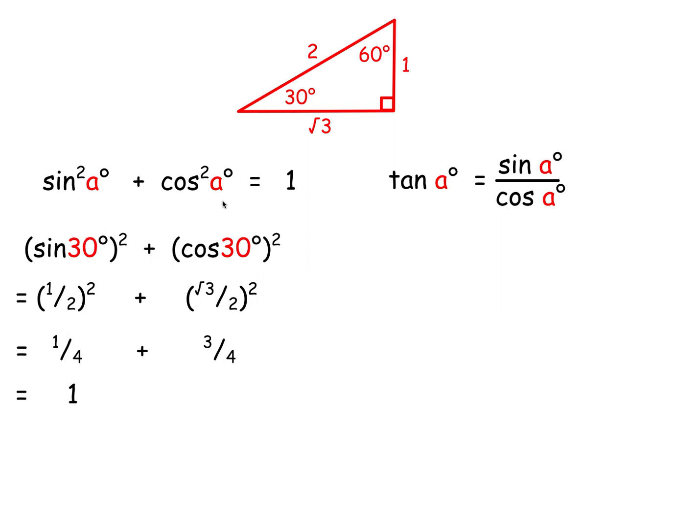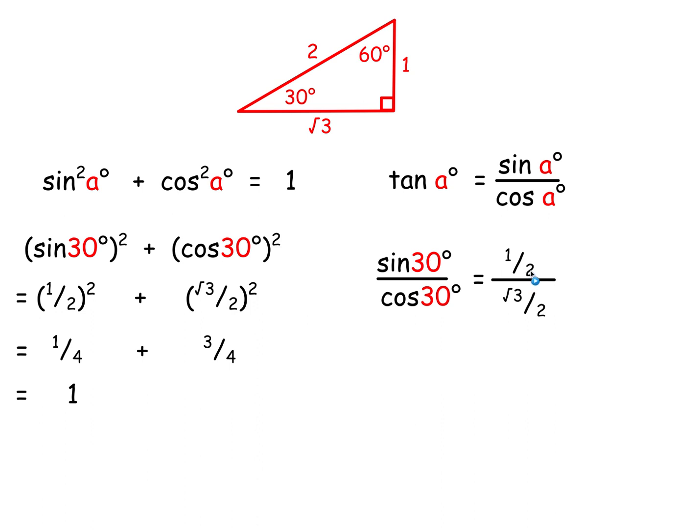So that's that identity. Tan a, sine a over cos a, I'll take sine a over cos a and make it sine 30 over cos 30. So this should come out at the same value as tan 30. As we got in the triangle, sine 30 was a half and cos 30 was root 3 over 2.